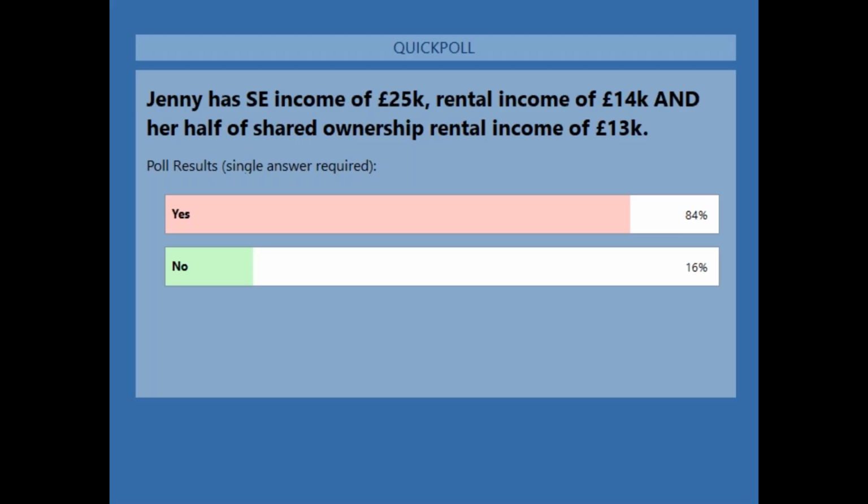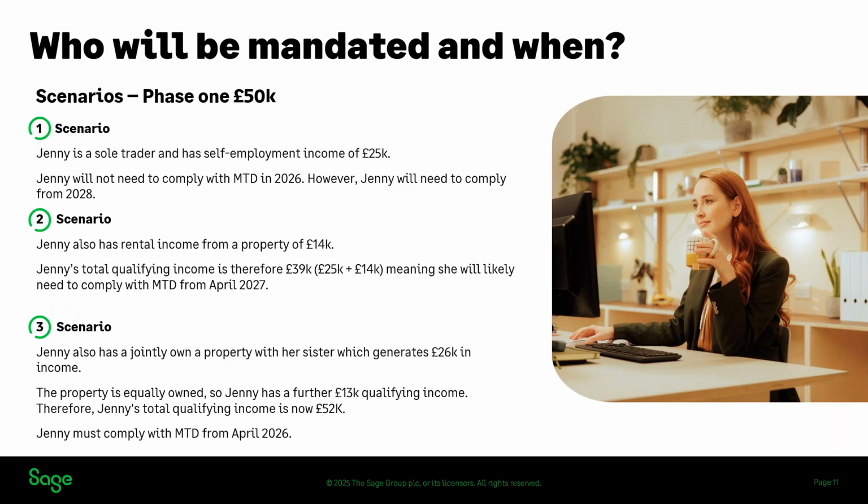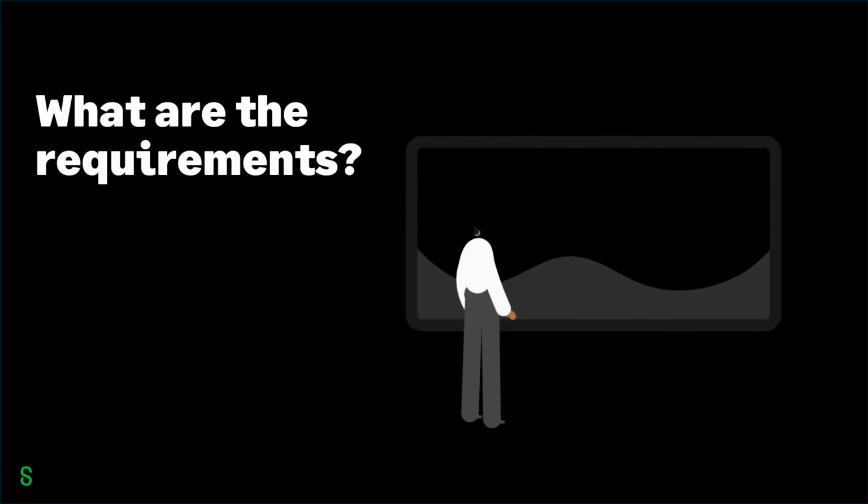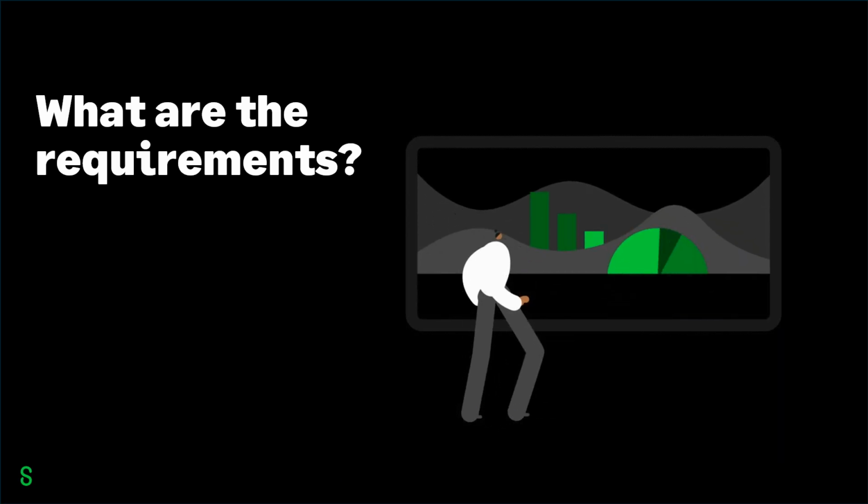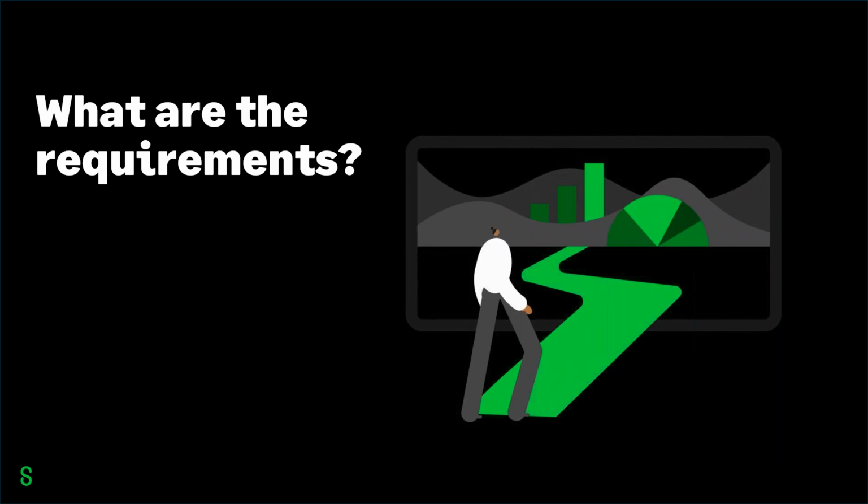And if I pop back to my slides, and if you've got your handout to hand as well, we have got these scenarios in your handout. So then you can revisit these scenarios if you need to. Okay, so what we're going to do now is we've gone through some scenarios of the thresholds. So now we're going to look at the requirements. So what is required as part of MTD?